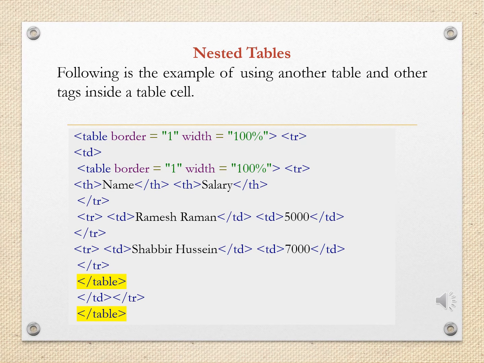Nested tables are tables that are inside other tables. If you see on the screen, first we have started with the border and we have started with the other border. And we have given just two headings, name and salary, and we have given the details for the row and column, their attributes. Now, if you see, there are two tables that we have closed. Once you see the output in the next slide, you will understand better how the nested table looks.